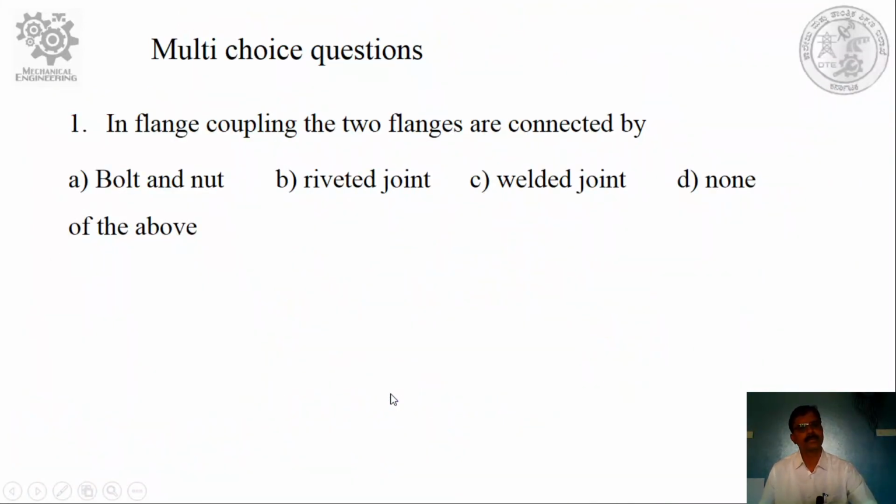Now move on to the assessment session, the multiple choice questions. The first question is, in flange coupling the two flanges are connected by, and the choices are bolt and nut, riveted joint, welded joint, and none of these. The answer is that the two flanges are connected by bolt and nut.